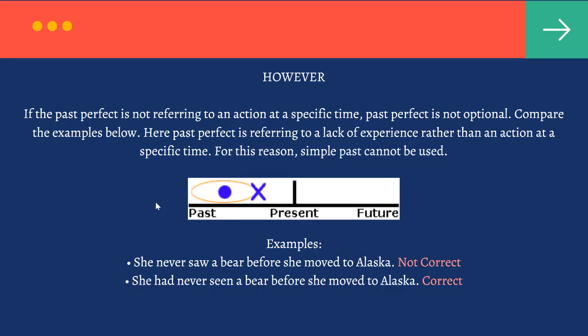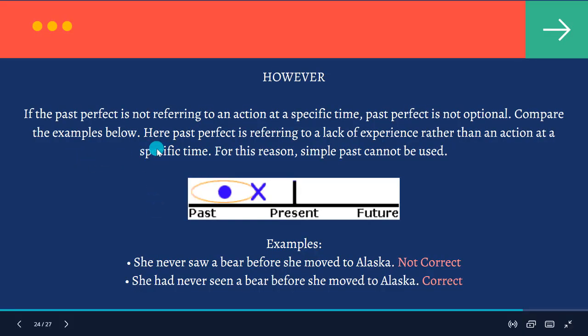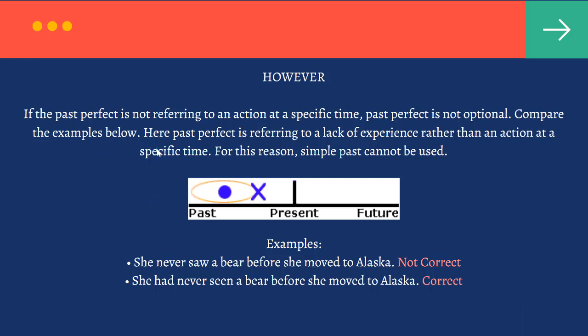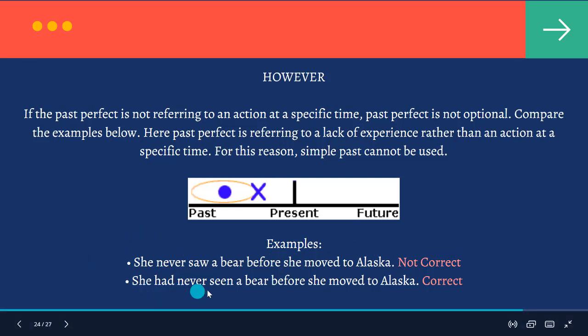And then, however, if the past perfect is not referring to an action at a specific time, past perfect is not optional. Compare the examples below. Here, past perfect is referring to a lack of experience rather than an action at a specific time. For this reason, simple past cannot be used. So for example, "She never saw a bear before she moved to Alaska" is not correct, and "She had never seen a bear before she moved to Alaska" is correct.